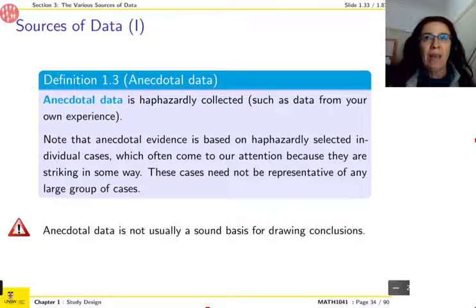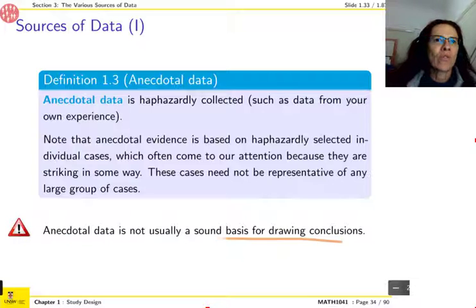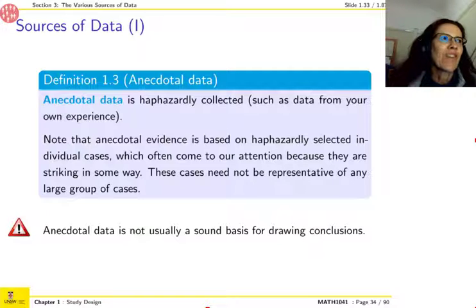Anecdotal data is haphazardly collected. So data from your own experience, a little story you heard, and often this story comes to our attention, or we remember them because there's something very striking about them. These stories are not a sound base for drawing conclusions. So an example of this type of data, maybe you notice that, let's say, you have a lot of friends doing math who are left-handed. So from that, you cannot draw the conclusion that being good at math and being left-handed come together. But that could give you an idea to start a study. So I would say anecdotal data can be the basis and make you wonder, am I onto something? And then from that, you may want to get started on a real study.